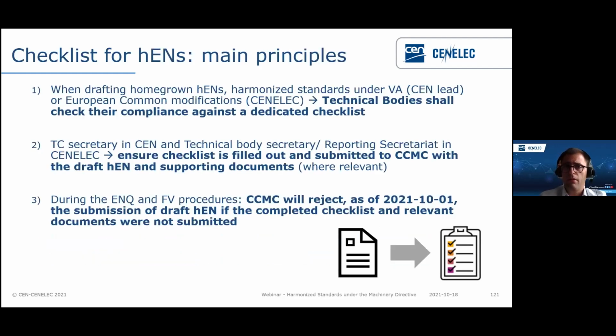So there are three main principles about this checklist for harmonized standards. The first one is that when technical bodies are working on harmonized standards or harmonized standards under the Vienna Agreement, but only with CEN-lead or European Common Modifications, in the case of CENELEC, the technical bodies shall assess the compliance of those standards against this horizontal checklist. The principle number two is that the TC secretary is responsible to make sure that the checklist is completed and submitted to CCMC together with the draft standard.